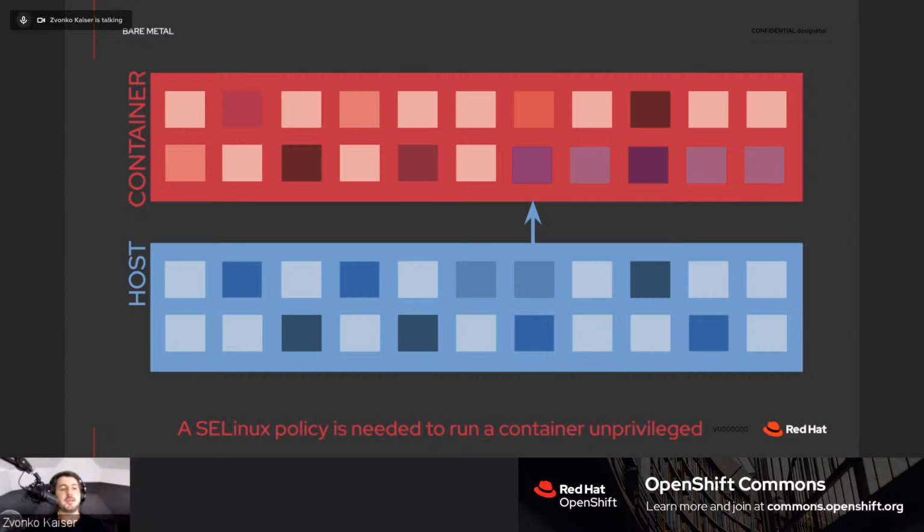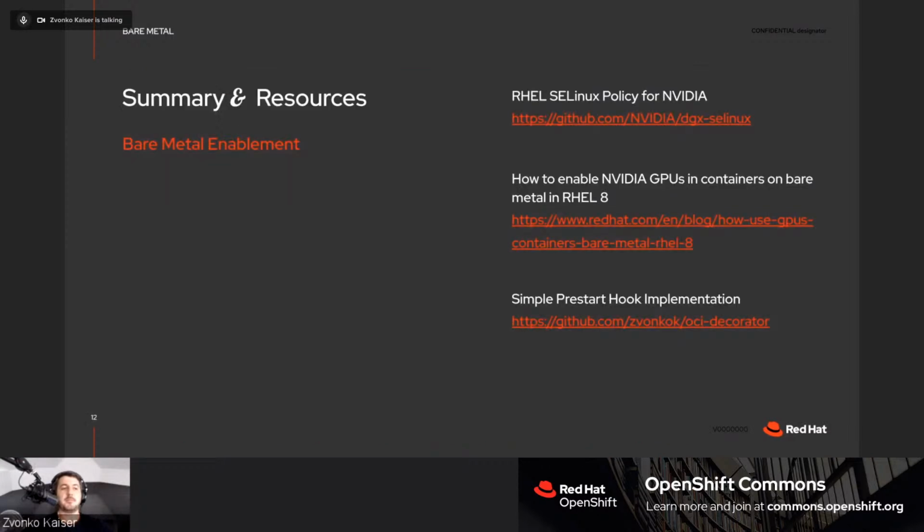So this is the part on the bare metal, how to enable GPUs in a container on a bare metal host. I've posted here the SELinux policy we've written for NVIDIA to enable that GPU in the container. An updated blog post about how to enable NVIDIA GPUs in containers on bare metal on RHEL 8, with all the updated SELinux policy for RHEL 7 and RHEL 8.